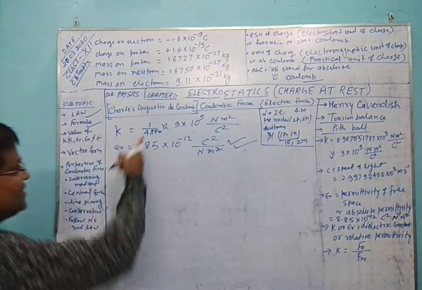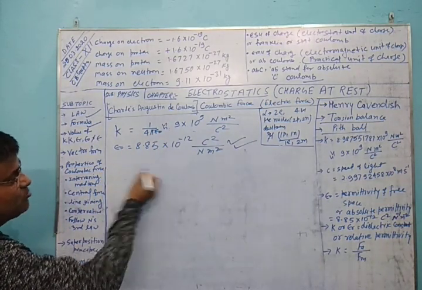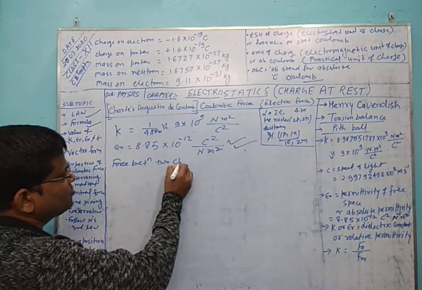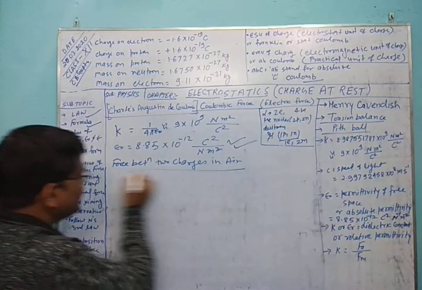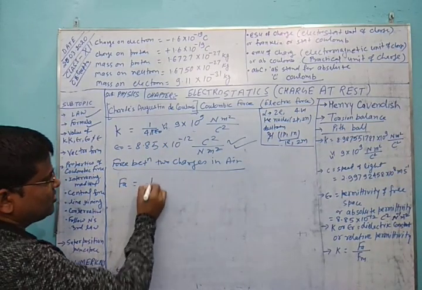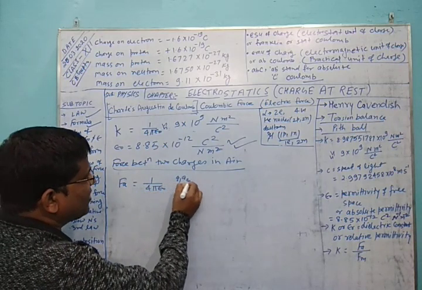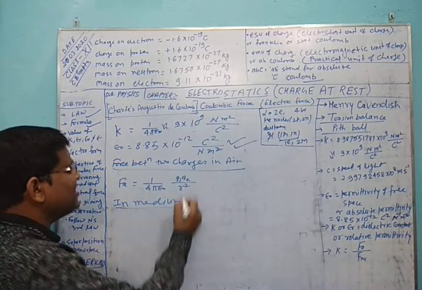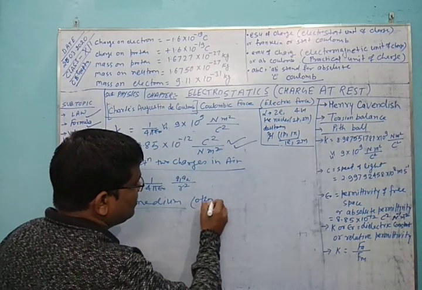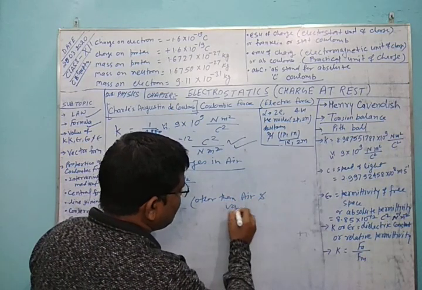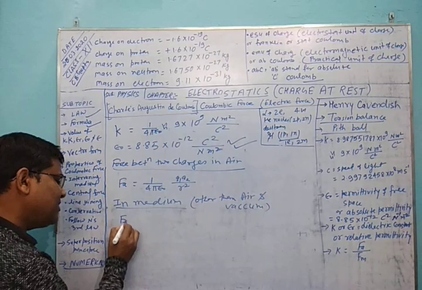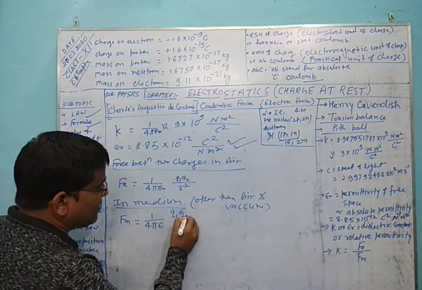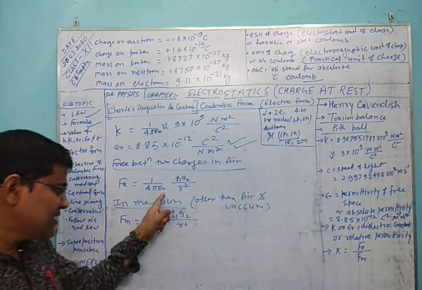Next, if you want to find the force between two charges in air, the formula is Fa is equal to 1 by 4 pi epsilon naught Q1 Q2 by R square. Very good. But in a medium, meaning other than air and vacuum, the formula becomes Fm is equal to 1 by 4 pi epsilon, not epsilon naught, Q1 Q2 by R square. Everything is the same, but here it is epsilon naught, and here epsilon.